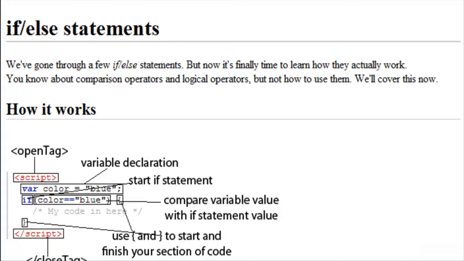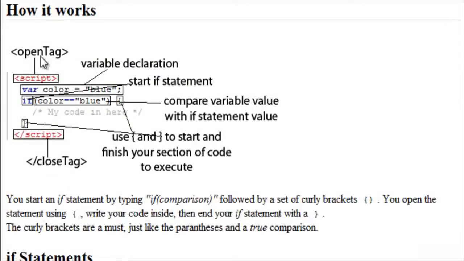We've gone through a few if-else statements, but now it's finally time to learn how they actually work. You know about comparison operators and logical operators, but you don't know quite how to use them, and we're going to cover this. How it works is that we have an open and close tag, just like all JavaScript goes between our script tag unless in an external file. In an external file, we don't use the script tags.